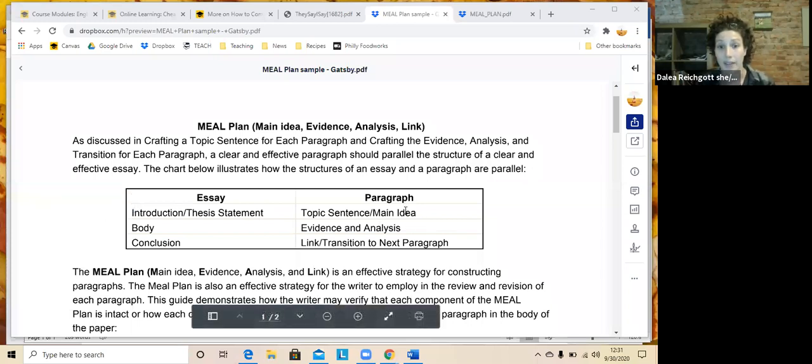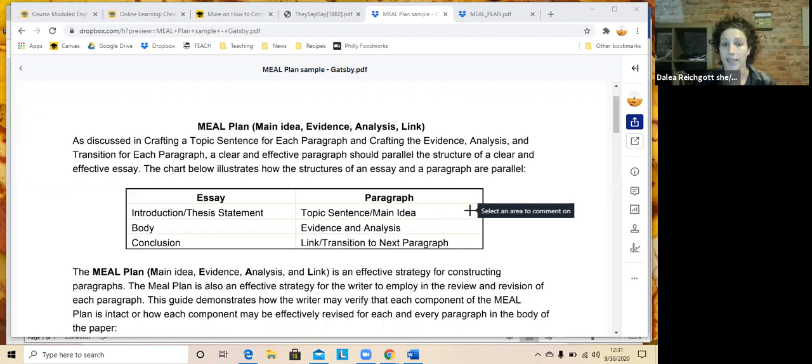A paragraph does the same exact thing. So you're going to start with that topic sentence or main idea, which acts kind of like an introduction or thesis statement to your paragraph. This is what I'm going to talk about throughout this whole paragraph. Okay, this is my main argument.